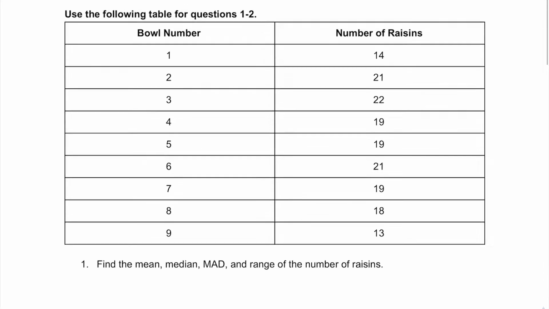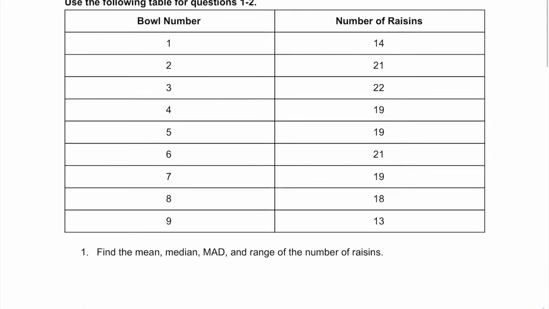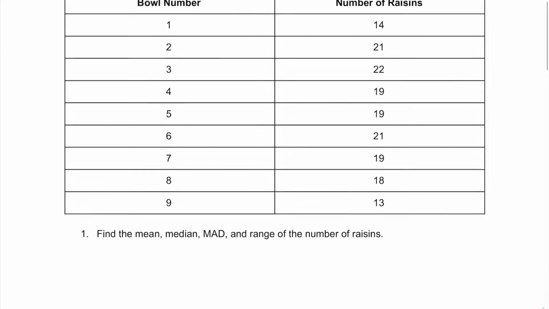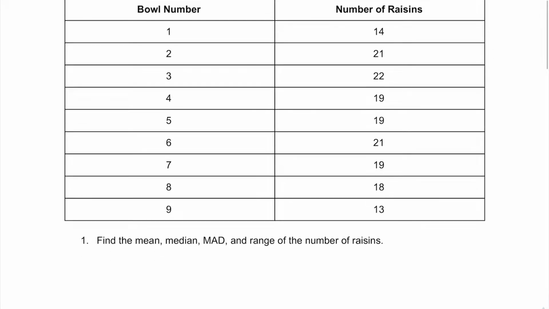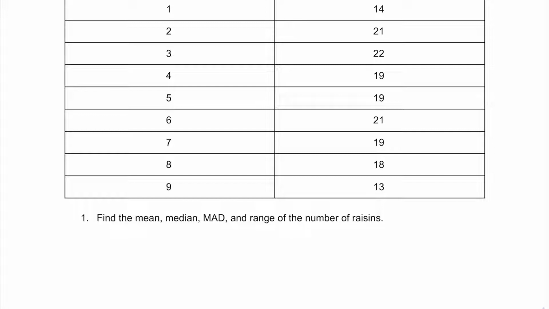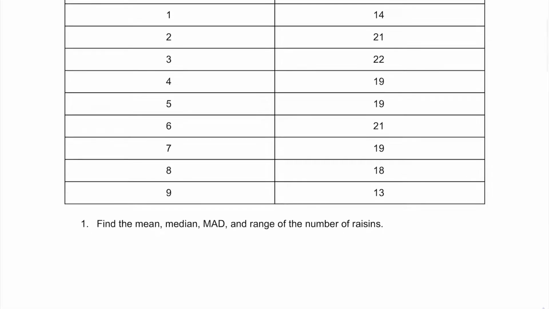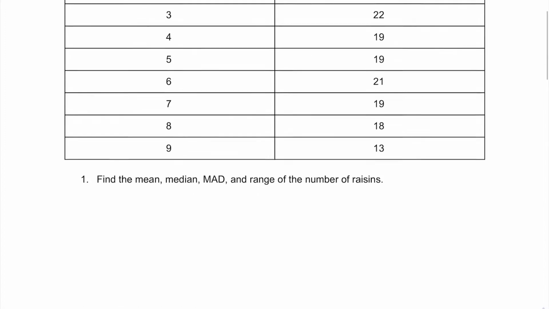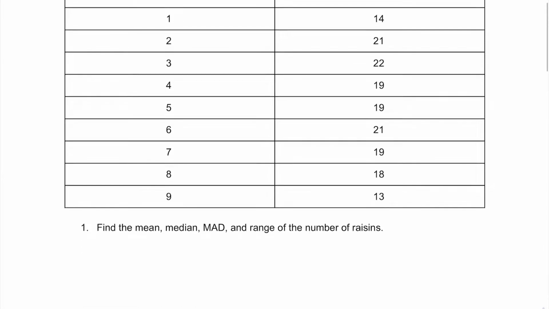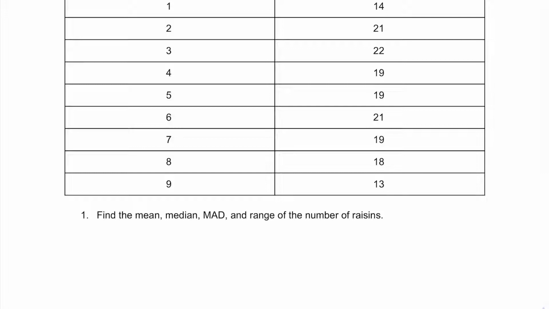So, following the directions, it says use the following table for questions 1 and 2. It looks like I have a bunch of numbers here. I guess we're making something with raisins. The first question wants us to find the mean, the median, the MAD, and the range of the number of raisins. To start us off, I'm just going to write my numbers in order from least to greatest. I think 13 is my lowest number.